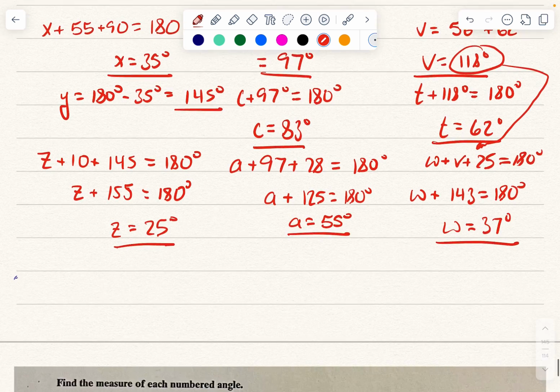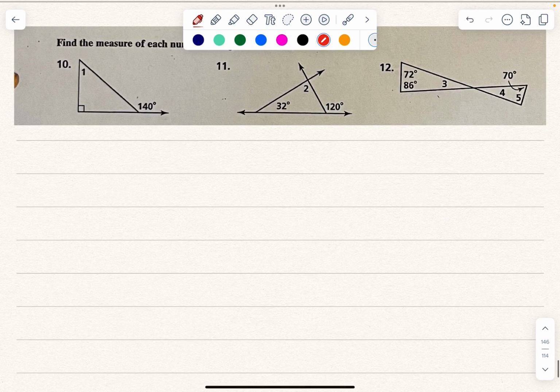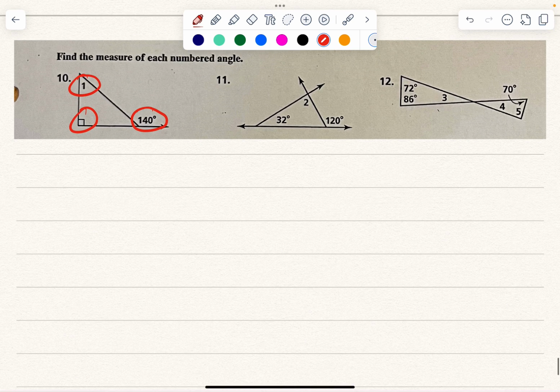All right, now we're going to do some more. And these, again, they're just starting to kind of introduce a couple more lines here and there to try to make this a little bit more challenging. But it's the same stuff. Here we have an exterior angle and 2 remote interior angles. And it says find the measure of each numbered angle. So we're looking for this one right here.